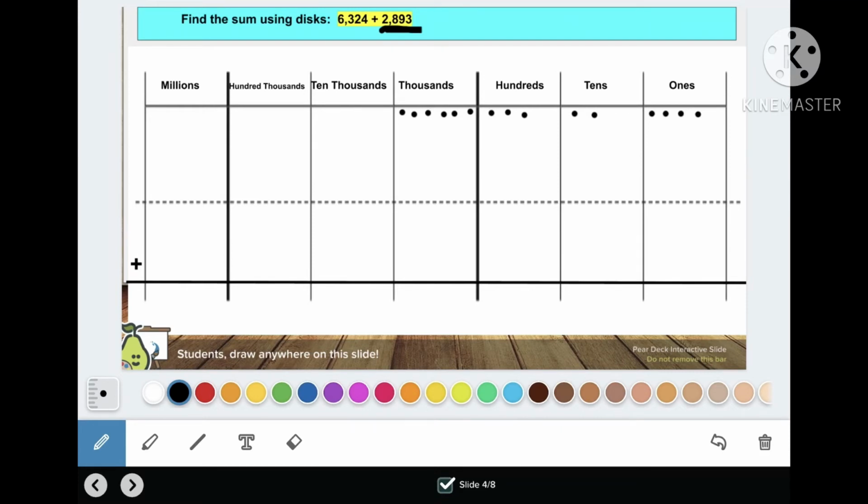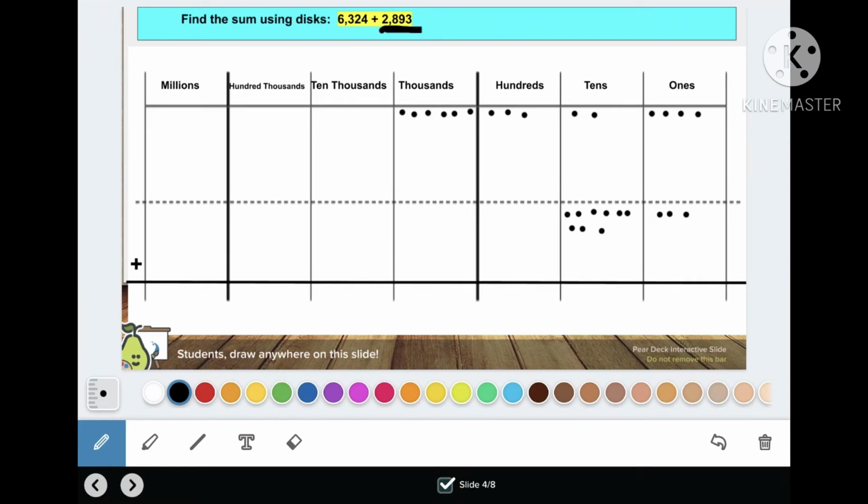That's right, 3 is in my ones place. So I'm drawing 3 discs. 1, 2, 3. And what about my tens? Yeah, 9 is in my tens place. So I'm going to draw 9 tens. 1, 2, 3, 4, 5, 6, 7, 8, 9.